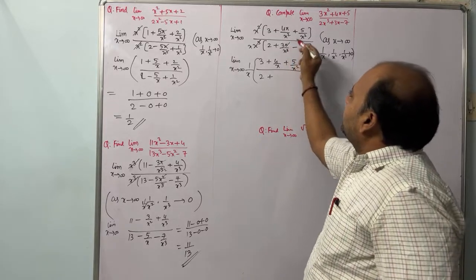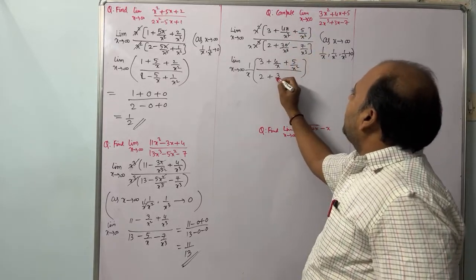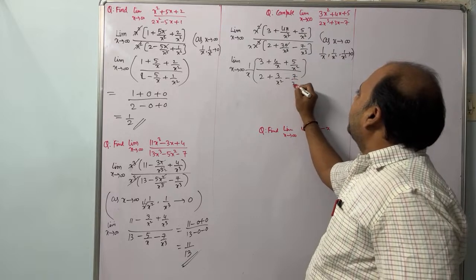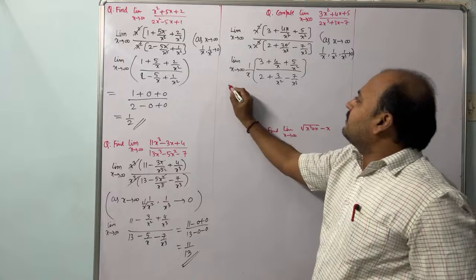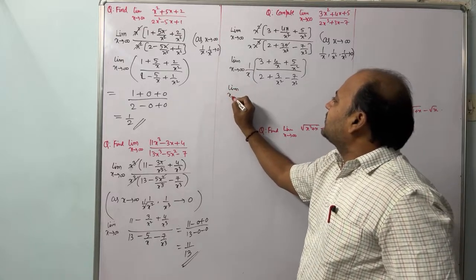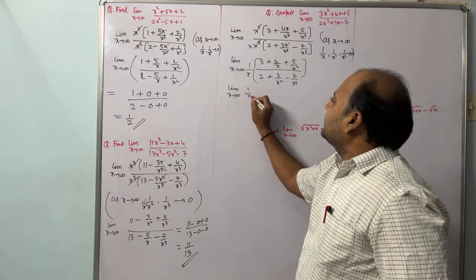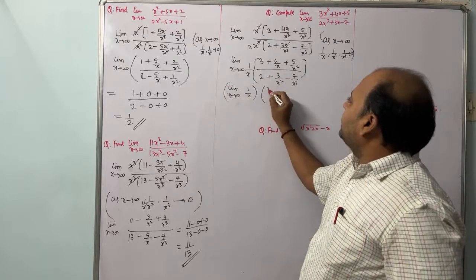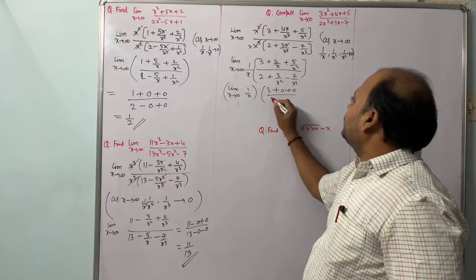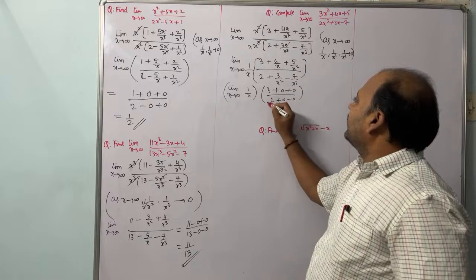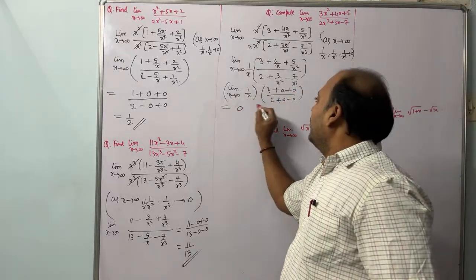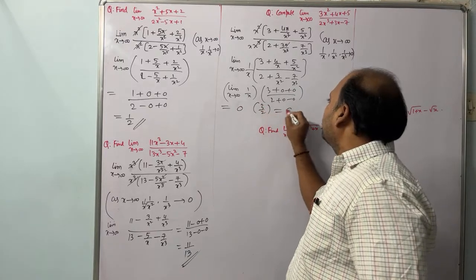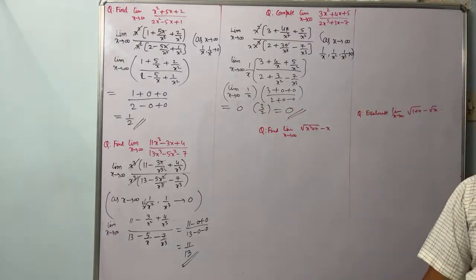Here x cancels, and it becomes 3 by x square minus 7 by x cube. As x tends to infinity, the 1 by x term is there now, dear students. Limit x tends to infinity, 1 by x is one term, and we get 3 plus 0 by 2 plus 0 minus 0. As x tends to infinity, 1 by x tends to 0. So this value is 0 into whatever it may be, and that value goes to be 0, dear students.